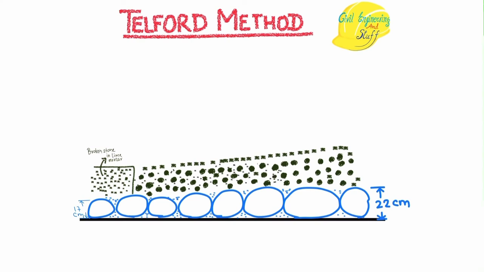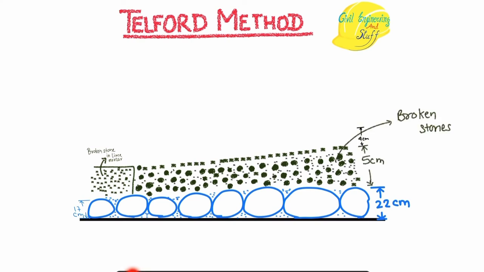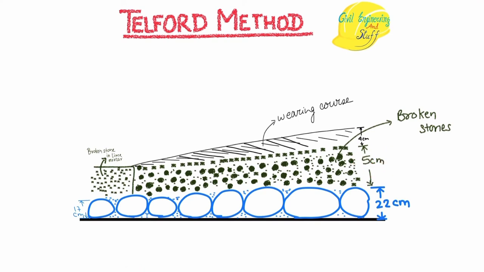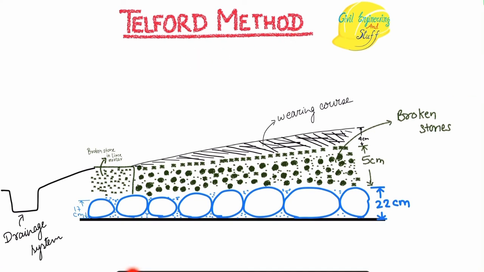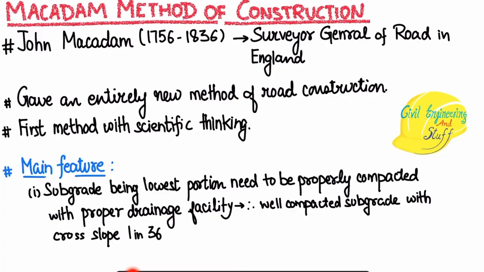And then we had the layers made up of broken stone whose dimension was 5 centimeter, and at the top we had a layer of varying course prepared by the broken stones. And as we can see, the cross slope was provided in all the three layers, and the drainage facility was continued in this construction method. The width was around 4.5 meters for this Telford method of construction.